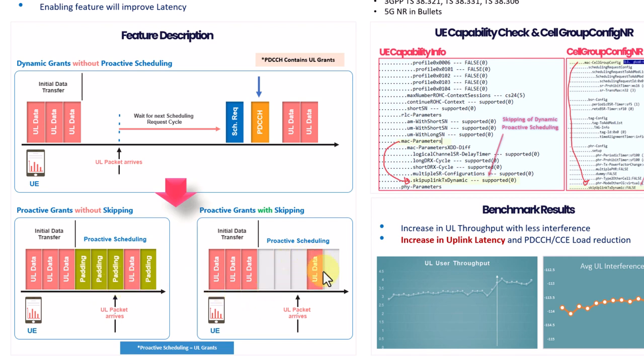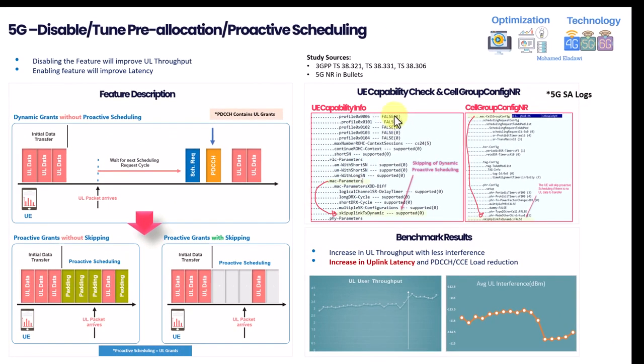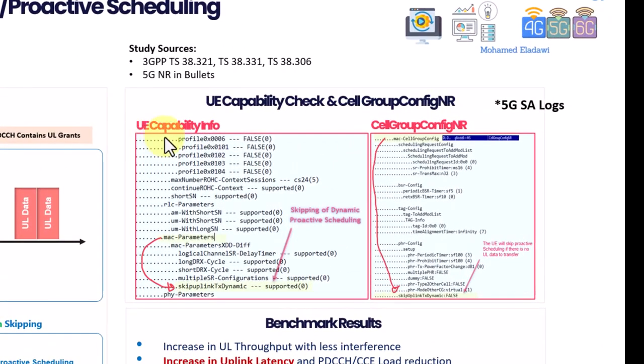And actually this feature, which is called reactive ground truth skipping, requires two things. First of all, it requires that the user itself supports this kind of feature. How to check this part? From the capability info for 5G, we can go through the capability issue and search for MAC parameters. Under this part, you'll find something called skip uplink TX dynamic. If it's supported, this means the user can skip the dynamic proactive scheduling. If you have the proactive scheduling and there is no data, the user can skip it.